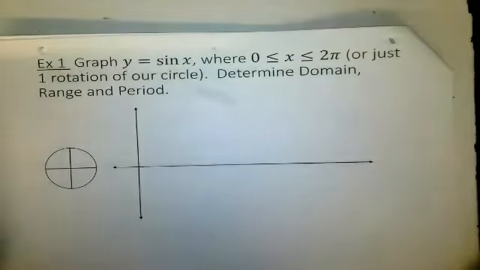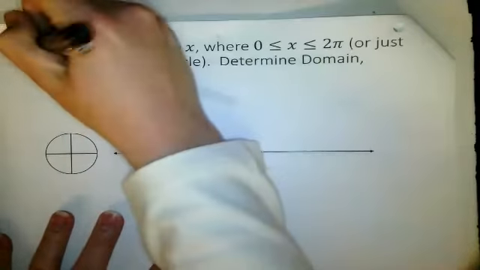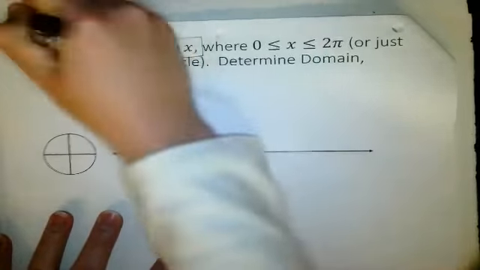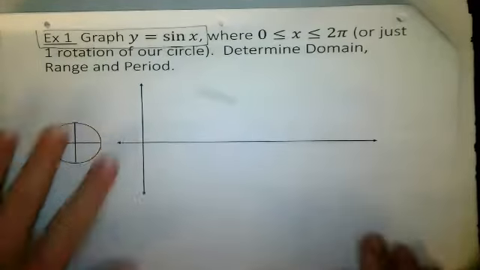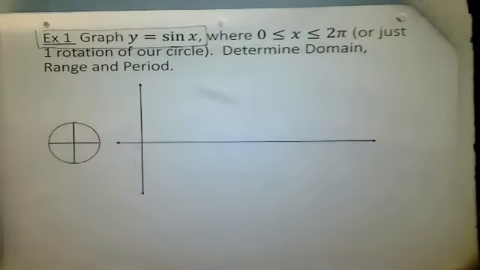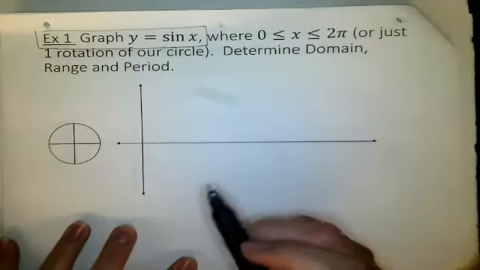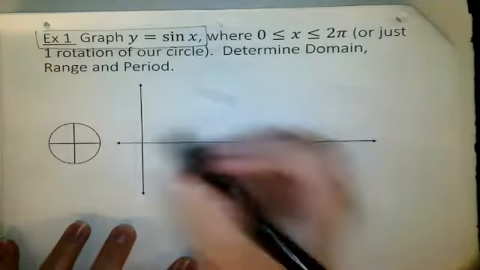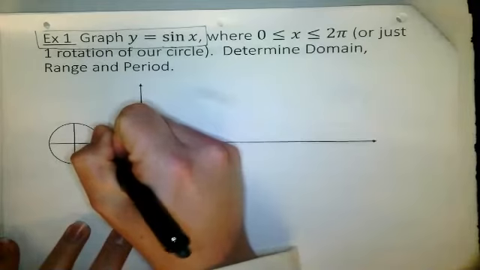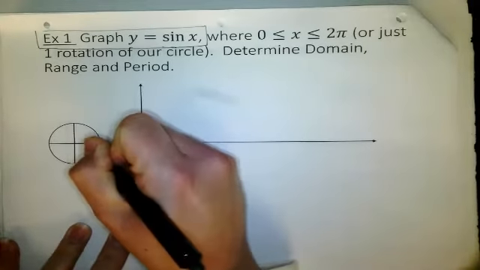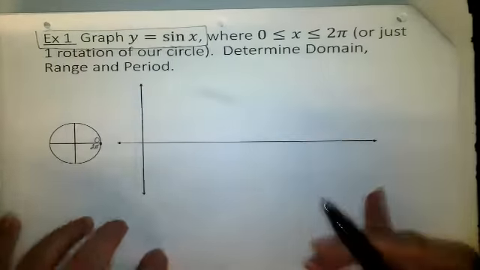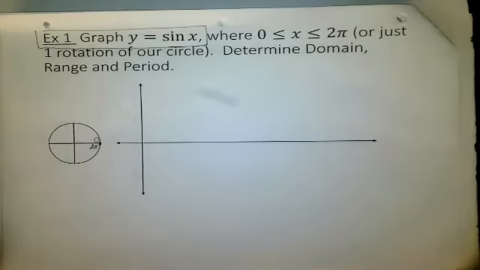Example 1. Graph y equals the sine of x. That's all you need to write down. So we're going to graph y equals the sine of x where x is between 0 and 2 pi. Well, that's 2 pi on our unit circle: 0 radians all the way around our unit circle to 2 pi radians. So that's what we're going to do, one rotation of our unit circle, and we're going to see what that looks like.